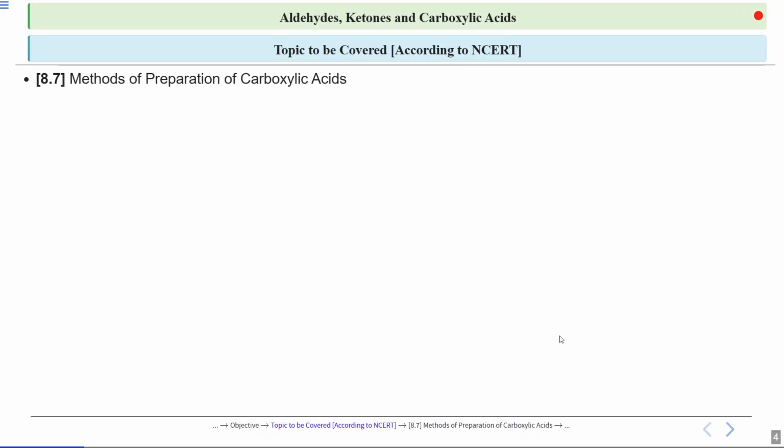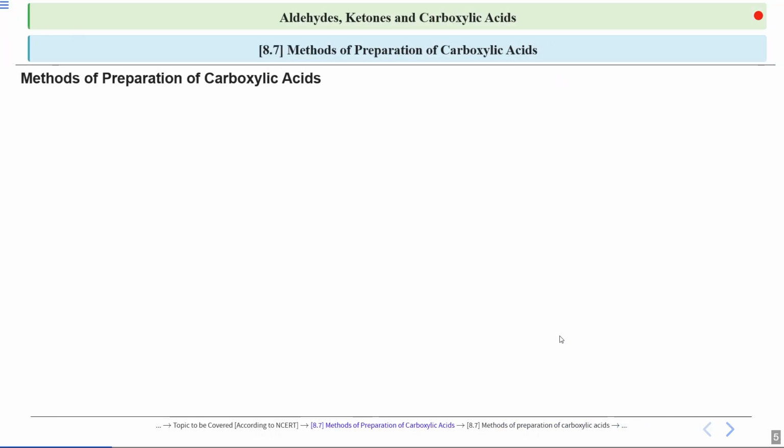Now for your reference, I have mapped the NCERT sections which I will be covering today. Today we will cover section 8.7, which is methods of preparation of carboxylic acids. And at last, we will summarize whatever we have learned about the preparation of carboxylic acids. So let us see the methods of preparation of carboxylic acids.